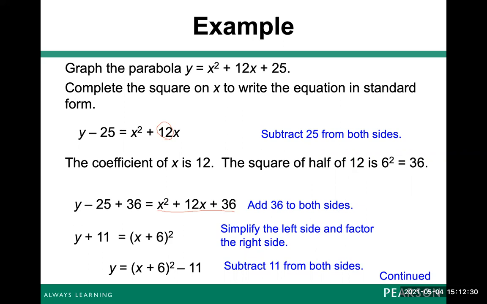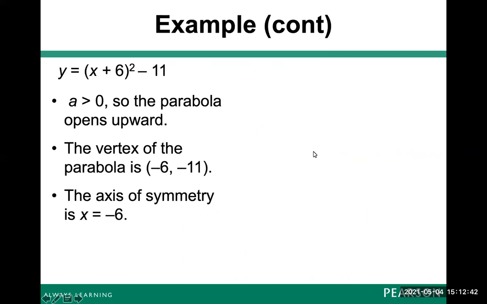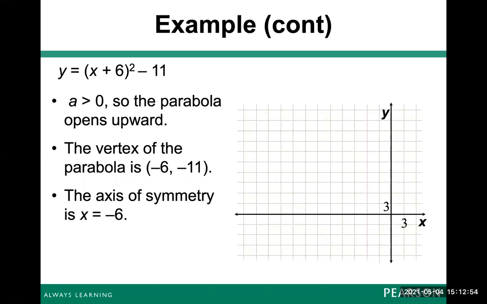So what is the vertex of this parabola? It would be -6 comma -11, right? All right, a is greater than 0. Again, we have that invisible 1 over here. And the axis of symmetry would be the vertical line, x equals -6. So your graph would look something like that.